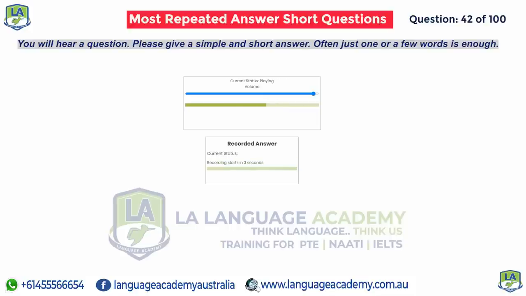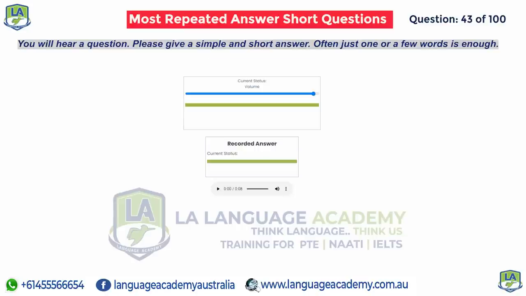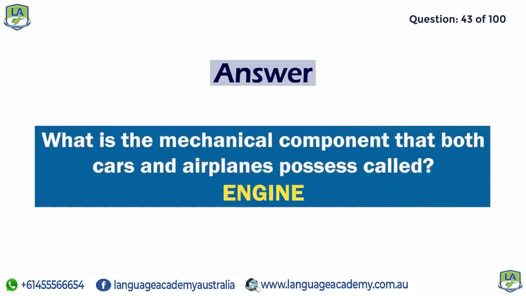What are the five digits located in front of your foot called? Toes. What is the mechanical component that both cars and airplanes possess called? Engine.